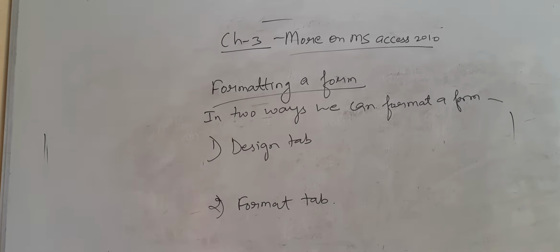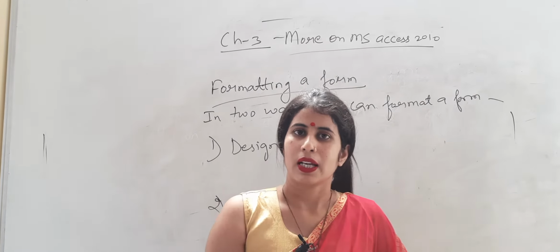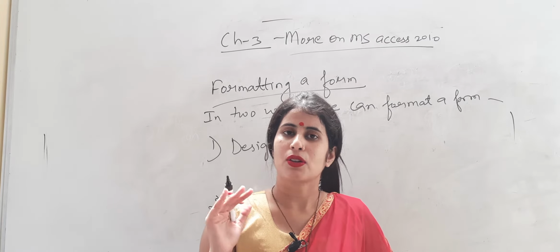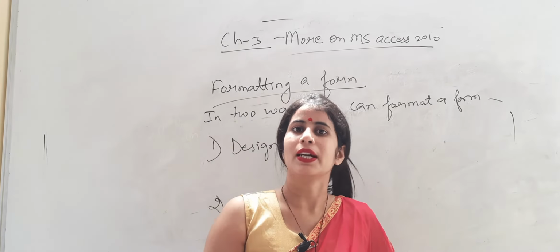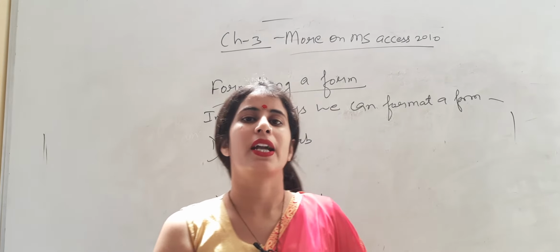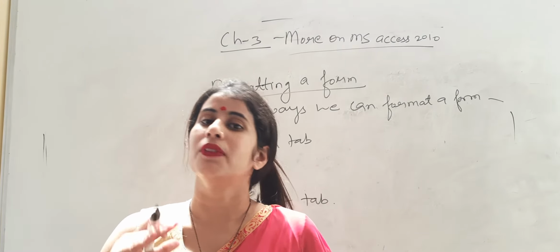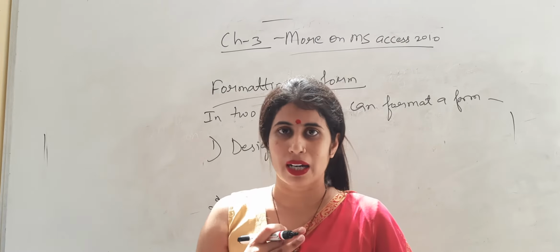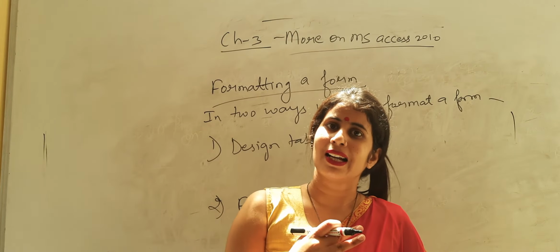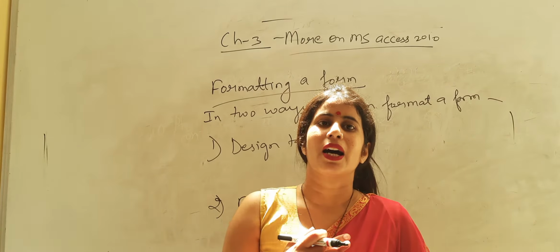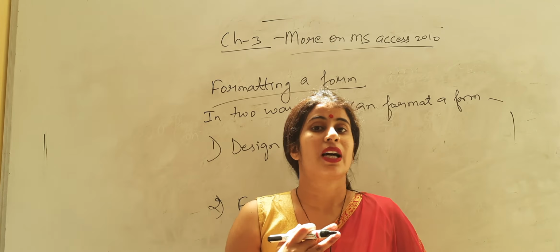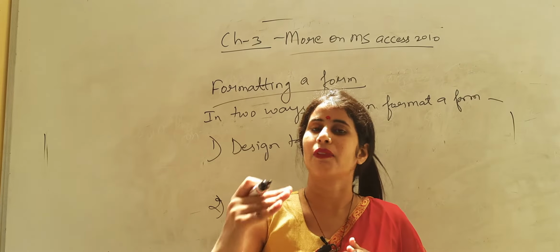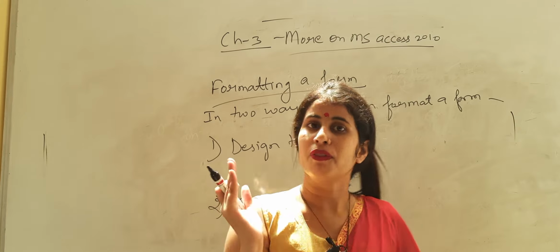So the first one is design tab. Okay, so in the design tab, how can we format our form? Earlier I explained to you that in design tab we find the header footer option, and under the header footer option we find logo, title and date and time commands there. The same logo, title and date and time commands are a kind of formatting. Okay, and with the help of these three commands we can format a form.